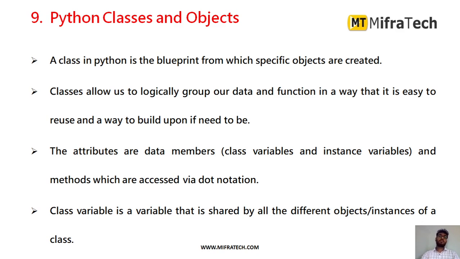Next we'll discuss Python classes and objects. What is a Python class and what is an object? A class in Python is nothing but a blueprint from which specific objects are created. If we call animal a class, then dog and cat, which are types of animals, can be called objects. That is a class in general. We'll discuss an example and you will get clarity about it.